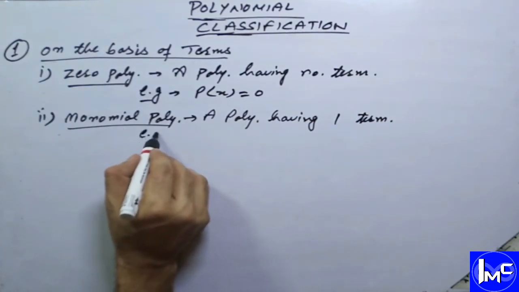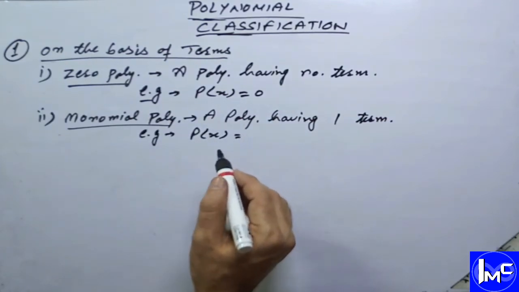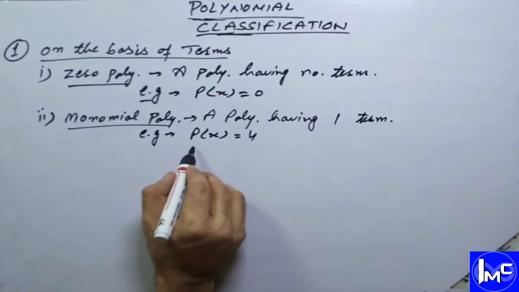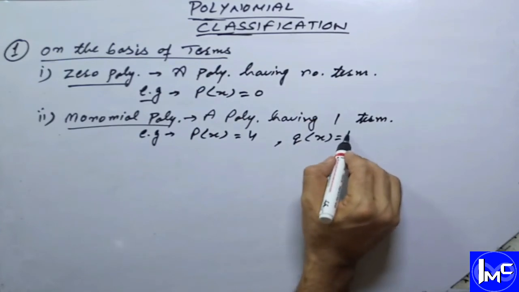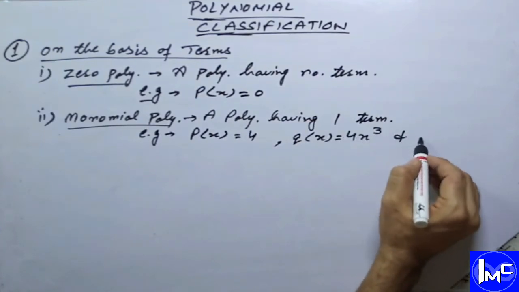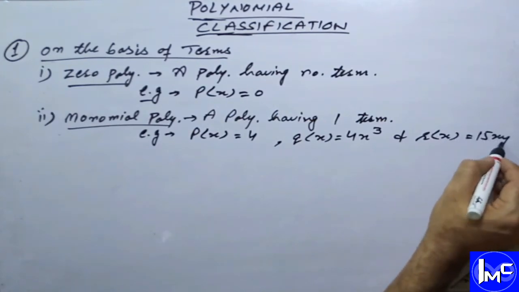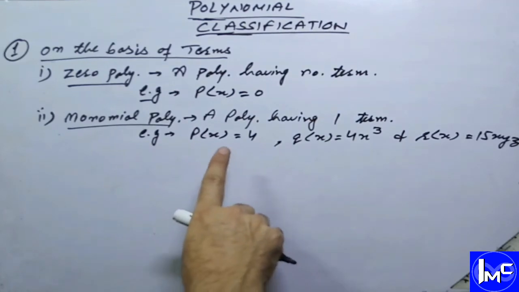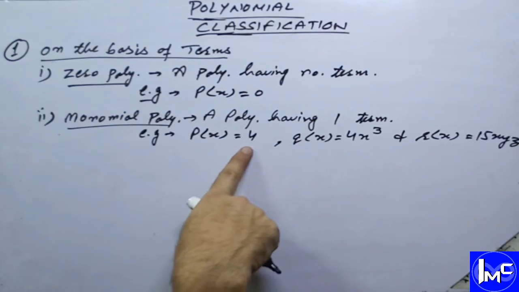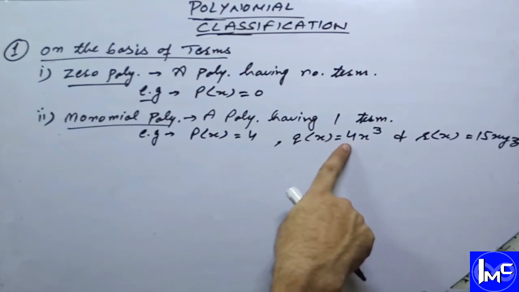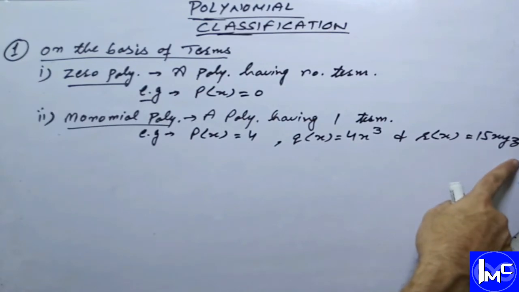For example, p(x) is equal to 4, q(x) is equal to 4x cube, and r(x) is equal to 15xyz. And you can see a monomial polynomial can be only one real number, multiplication of a real number and a variable, or multiplication of a real number and more than one variable.